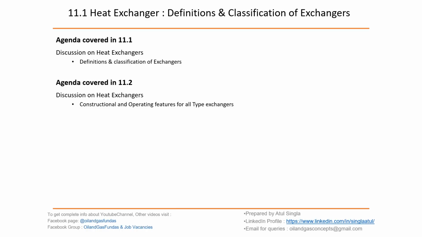So these were all the definitions and basic classification of exchangers which we have discussed in this video. In the second part of this section of heat exchanger, in 11.2, we are going to discuss construction and operating features of all the exchangers, majorly which we have discussed where indirect mode is there. For example, spiral, shell and tube, all these exchangers we'll discuss in detail, construction and operability, so that we can understand what kind of exchanger we are dealing with in all kinds of layouts.